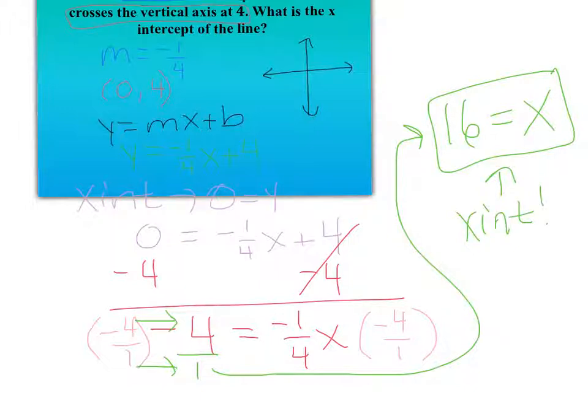I'm done. That was a little bit of work to show, I know, but that one was one of my favorite questions. It made you think because it didn't tell you the point right away. It just said that it crossed the vertical axis at 4.